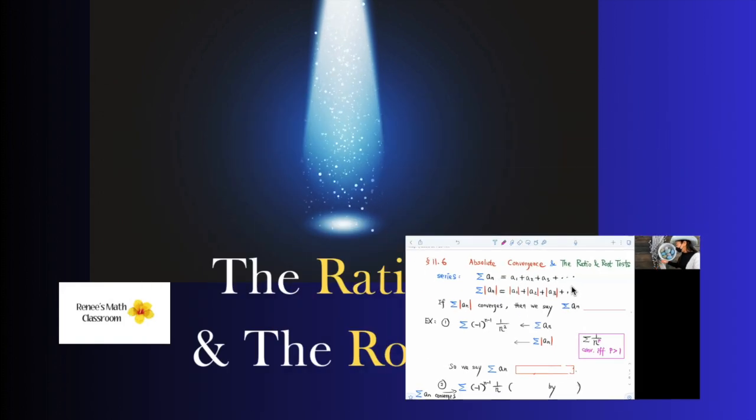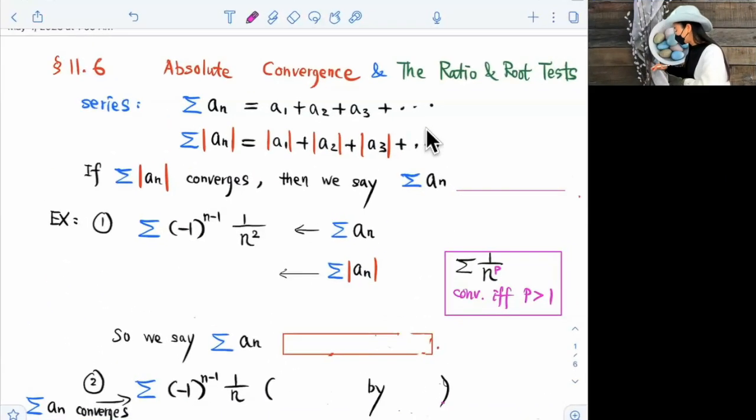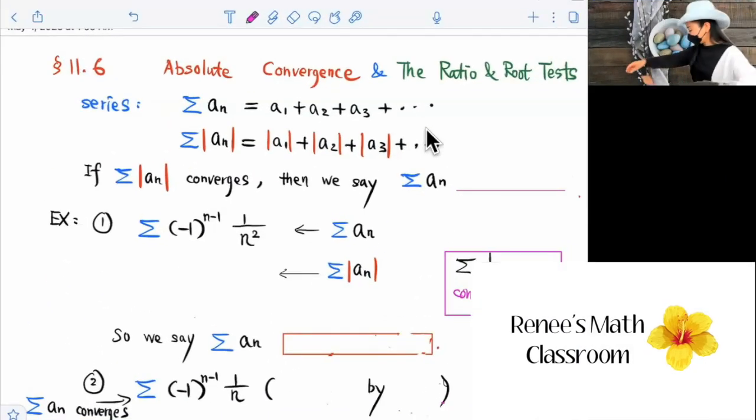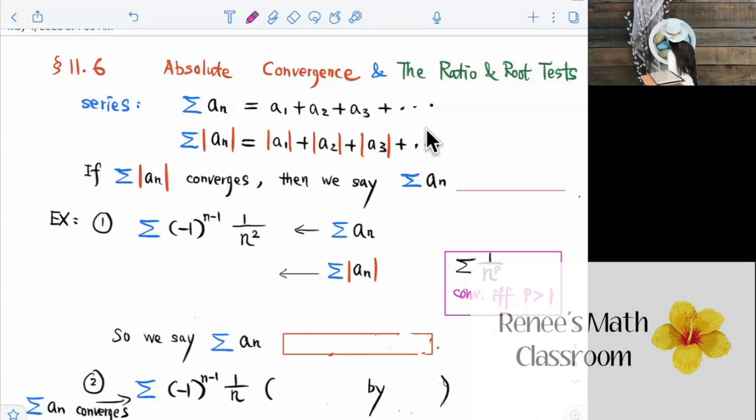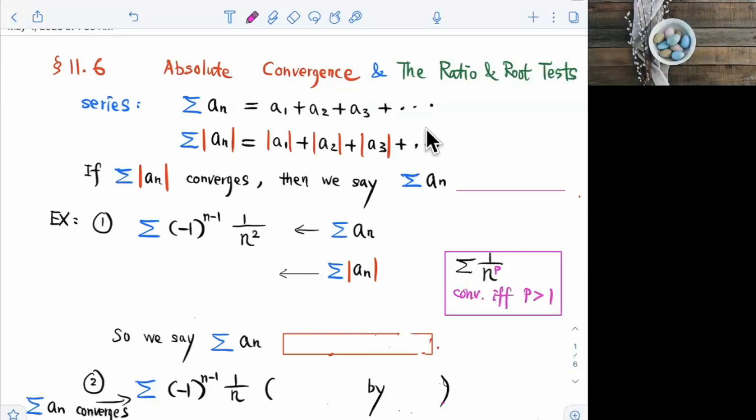We're going to talk about absolute convergence and the ratio and root test. So first of all, let's think about the series. We have a series here: a1 plus a2 plus a3, and then keep on adding. So you sum up the terms. That's called the series.